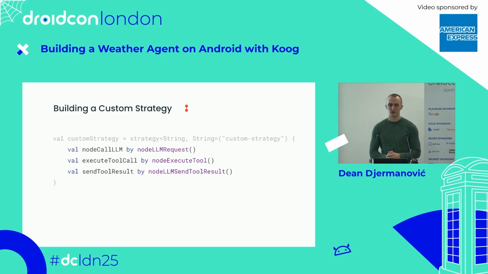Next, we need to define the nodes of our strategy. In our case, we're going to have 3 nodes: call LLM node, execute tool call node, and send tool results node, which basically is responsible for sending the tool call results back to the LLM.